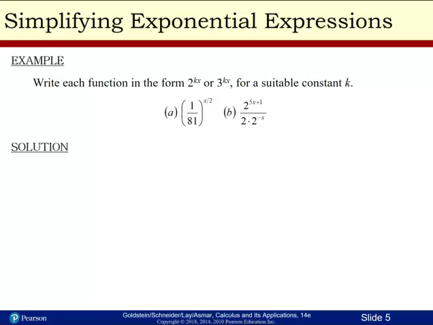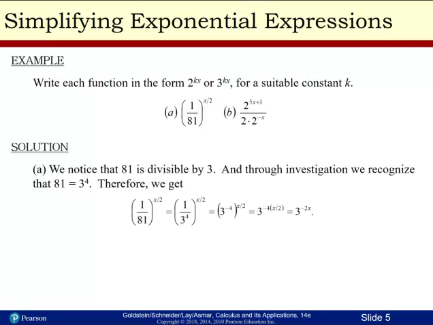So we're going to be simplifying some exponential expressions first. For this first example, we're going to write these two different functions either as 2 to the kx or 3 to the kx for a suitable constant k. Notice that 1 over 81, that's some power of 3. So it's 1 over 81 all raised to the x over 2. For the b part, we're going to be doing 2 raised to the 5x plus 1 all over 2 times 2 raised to the negative x.